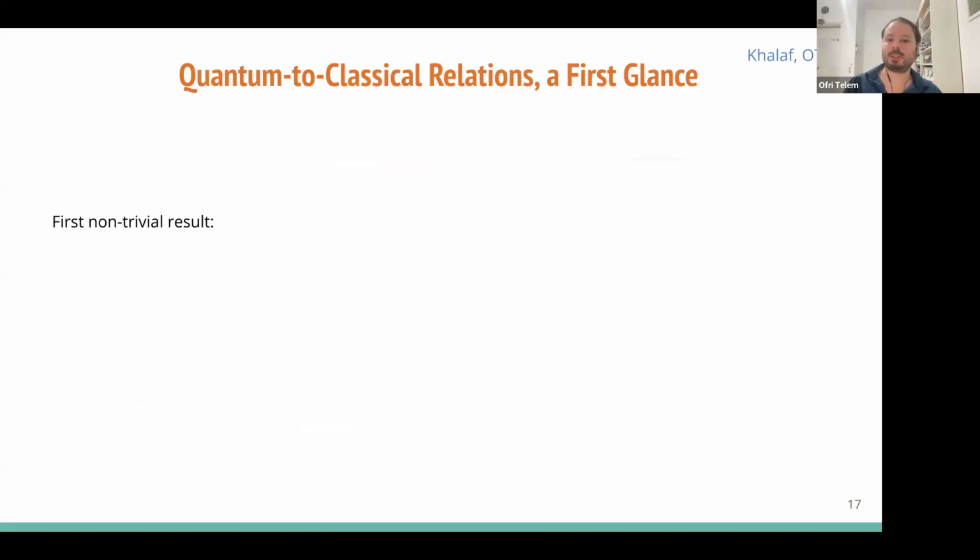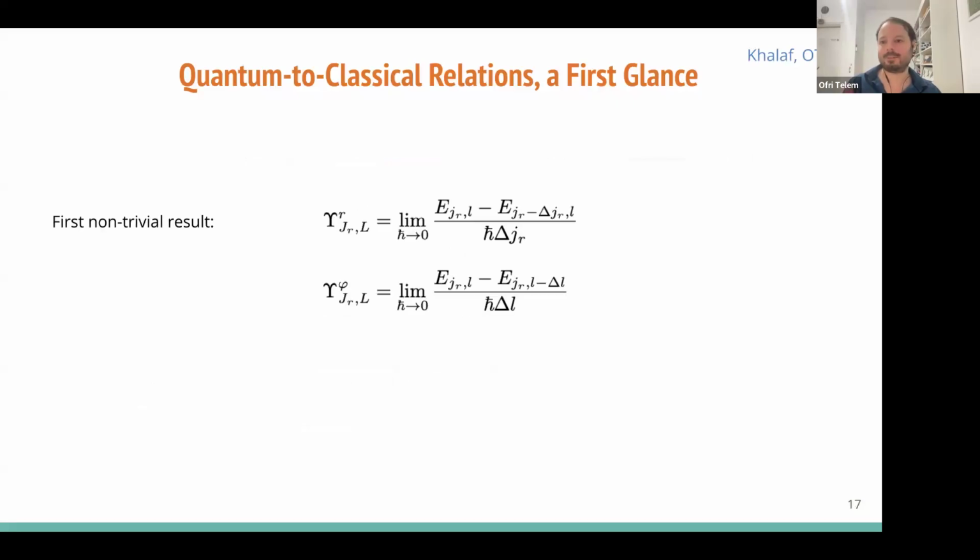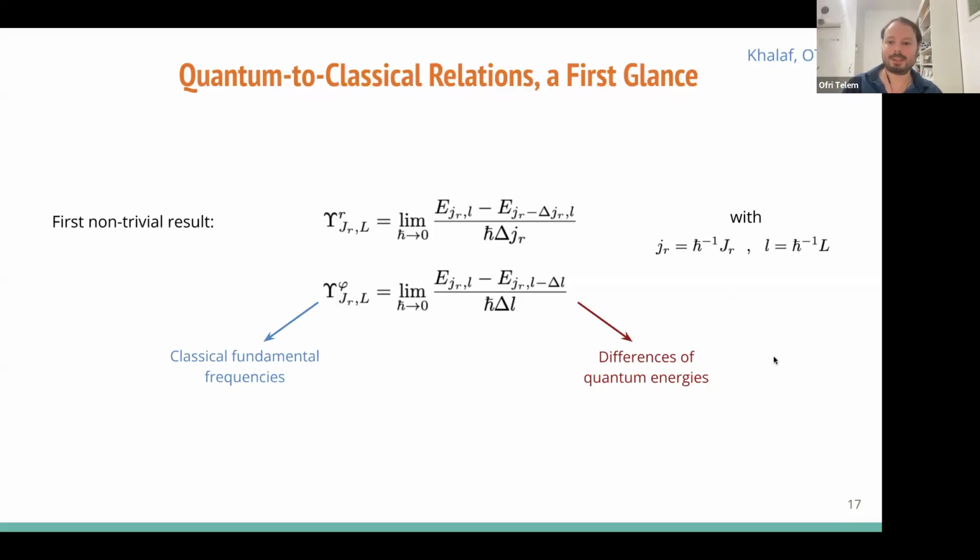Okay, so the first non-trivial result, which I haven't seen before, but it's so simple it has to be buried somewhere in the literature from the last 100 years, but I couldn't find it. On the left-hand side, we have a classical quantity: these are the classical fundamental frequencies of the system. On the right-hand side, however, we have the differences of the eigenenergies, the quantum energies. And I found it shocking that I did not learn this in undergrad, that these things were actually related.